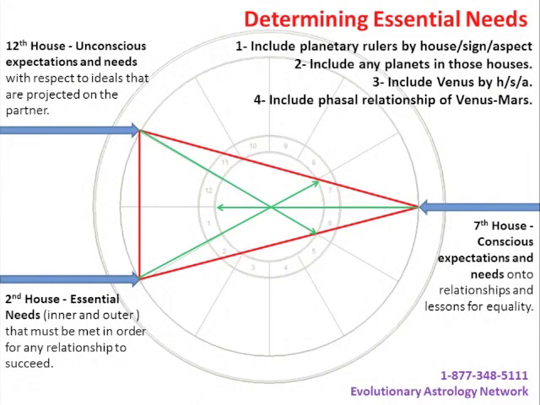So we're going to start going over this in more detail, but this is a synopsis of how we determine essential needs for any soul that must be met before or in order for it to create any type of successful relationship. Now, if you look at this visually, one of the first things you're going to see from the elongated red triangle is what we call the yod configuration in the chart. And that yod is made up from 2nd, 7th, and 12th house cusps.